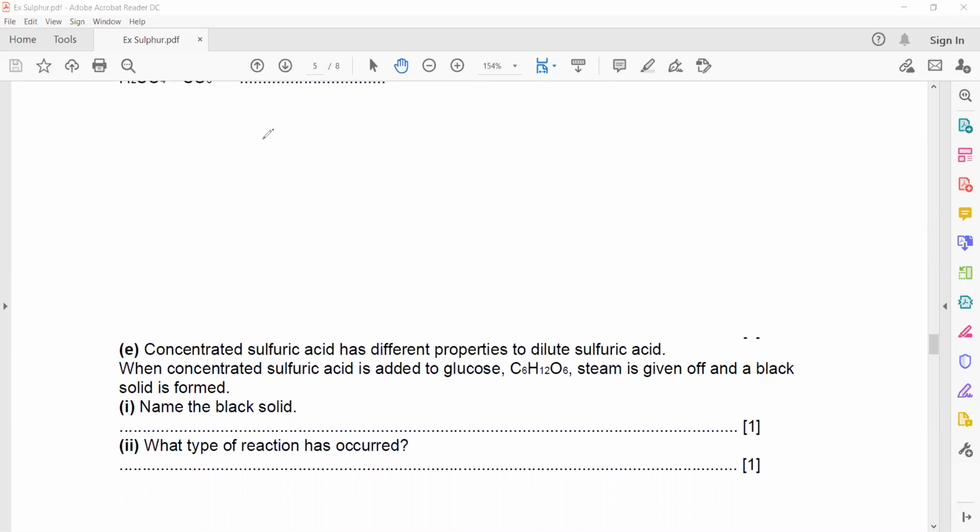So if we have glucose, which is C6H12O6, by a chemical reaction it causes this glucose molecule to break into 6 carbon and 6 water molecules. This carbon is a black solid and the water is a colorless vapor, or gas. So name a black solid. What is that black solid produced? That's carbon.